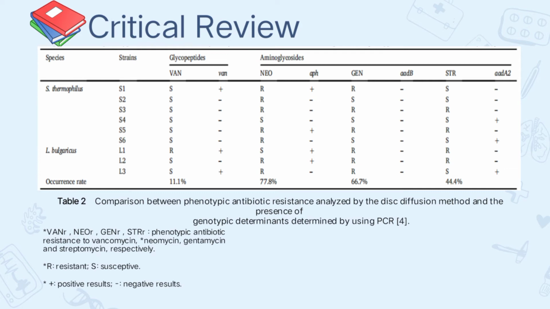Regarding their study, the presence of antibiotic resistance was identified in 8 out of 9 lactic acid bacteria strains isolated from the fermented dairy product, and the resistance genes were identified in 6 resistant strains. Overall, they analyzed that resistance to neomycin, gentamicin, streptomycin, and vancomycin was found in 77.8% for neomycin, 66.7% for gentamicin, 44.4% for streptomycin, and 11.1% for vancomycin.